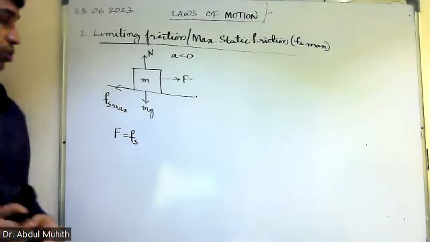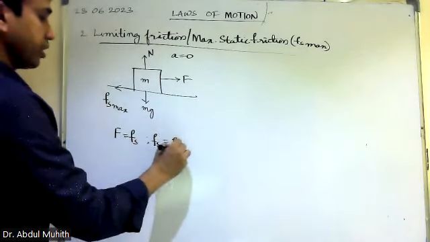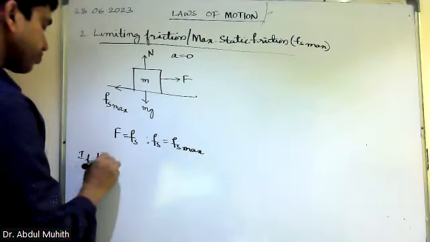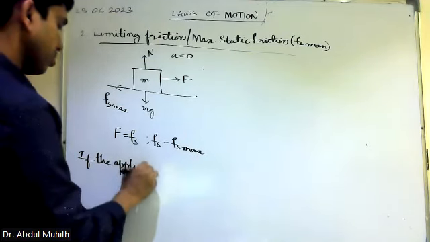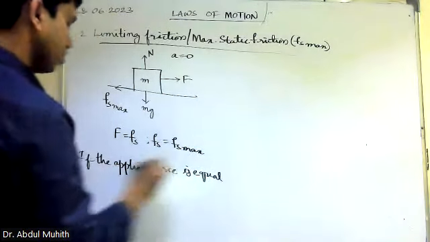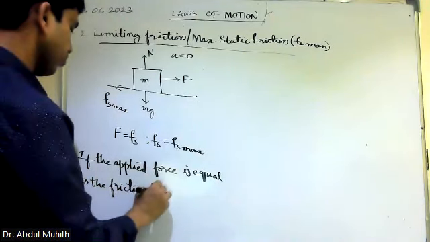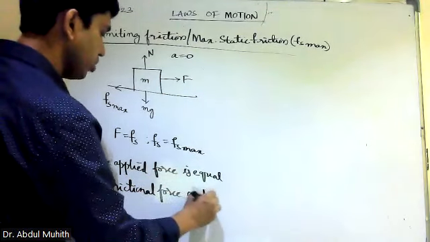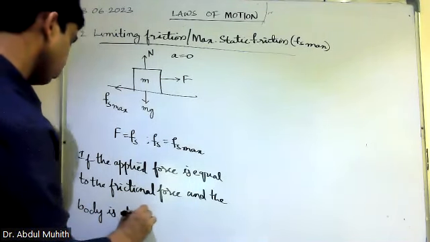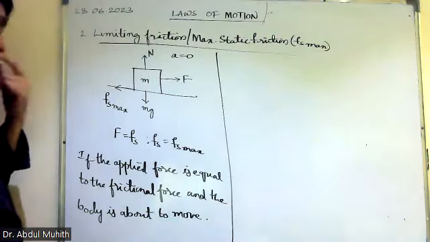If you apply a little more force, that friction is known as static friction. Here we say Fs is known as Fs max. So this is said to be limiting friction. Here I will write: if the applied force is equal to the frictional force, and the body is about to move, such friction is known as static, that is, limiting friction.